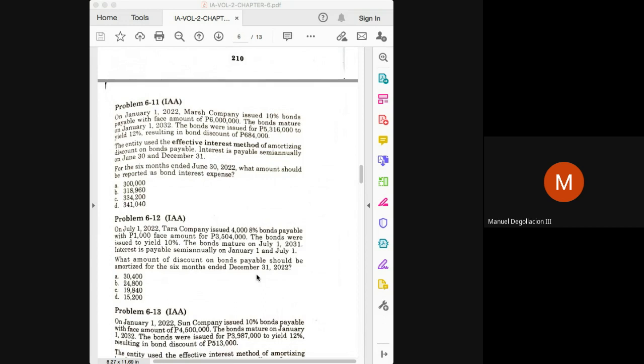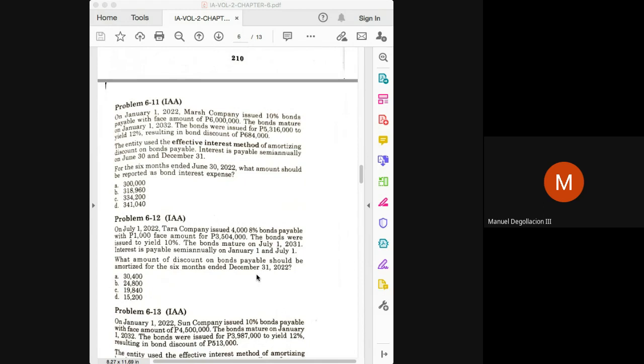For the 6 months ended June 30, 2022, what amount should be reported as bond interest expense? Okay, it is semi-annual here, but the good thing is the question is only asking for the amount as of June 30, only after one interest payment period. It would have been very tiresome if it was after 2 years, because that means we will have to amortize 4 times. Okay, so we will be amortizing once only here.